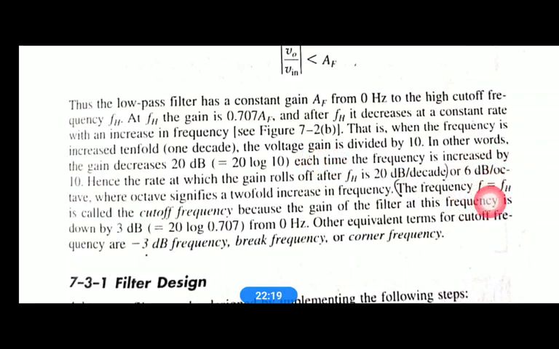Similarly, it is a 6 dB per octave reduction in gain after fh. 6 dB per octave means that for every doubling of frequency after fh, the gain reduces by 6 dB. This is about a low pass filter.